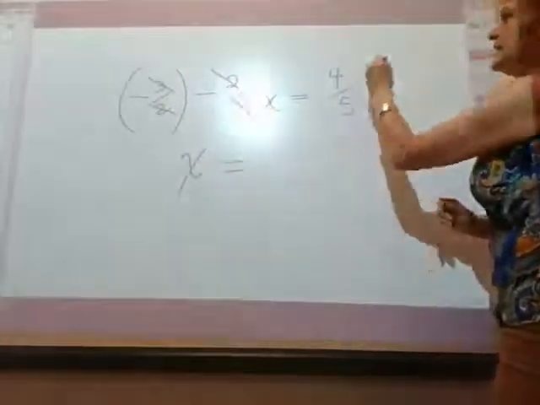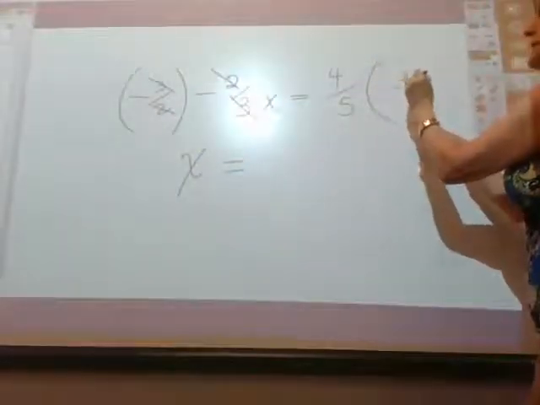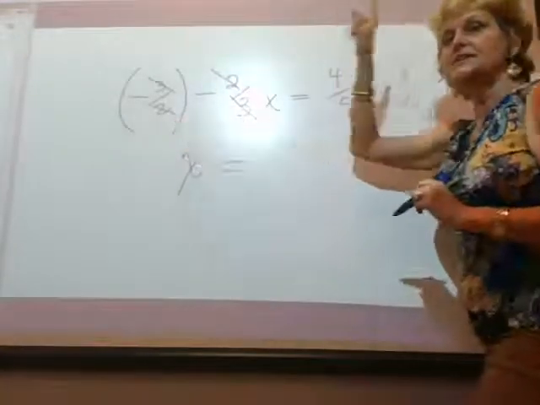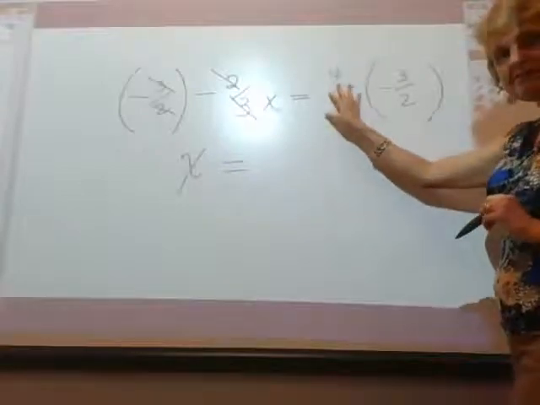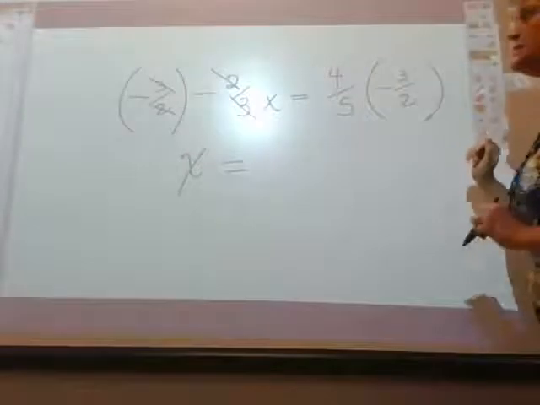Well, over here, I multiplied by -3/2. Oh, gotta be fair. Gotta multiply by -3/2 over here. Whatever you do to this side, do the same thing over here. Now, don't flip this. Leave it alone. But multiply by the same thing on both sides.